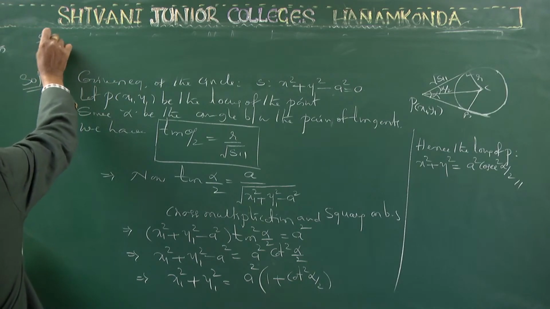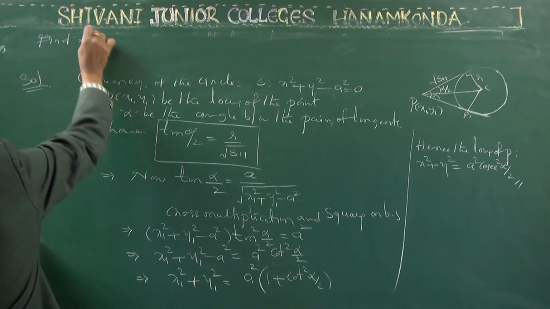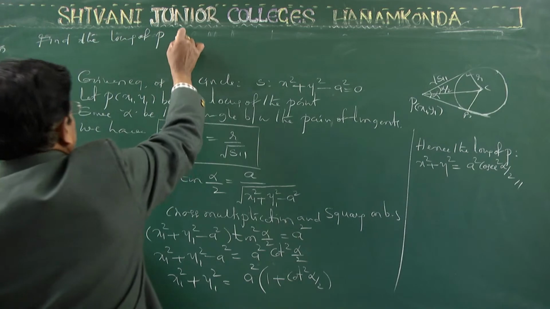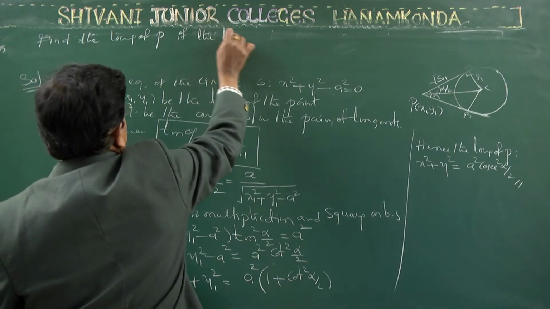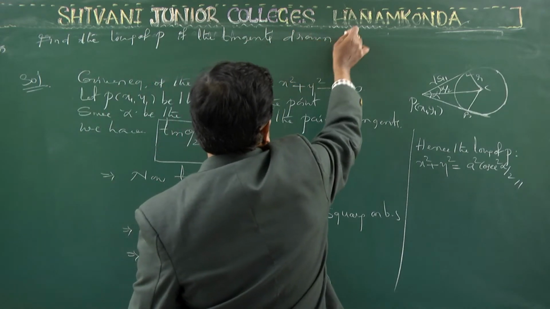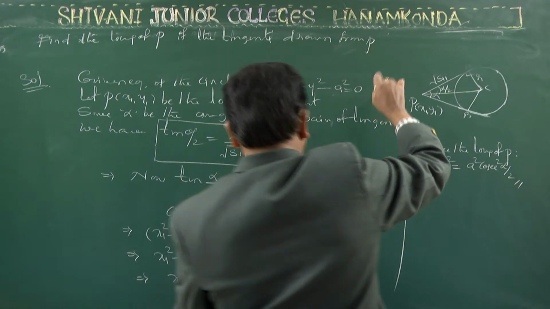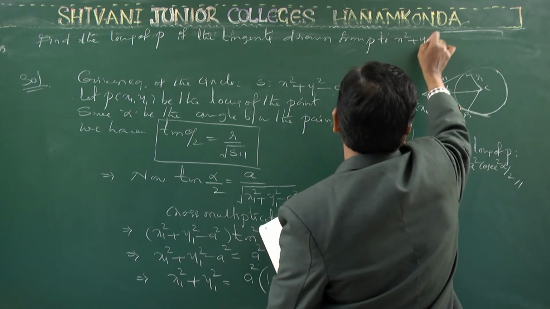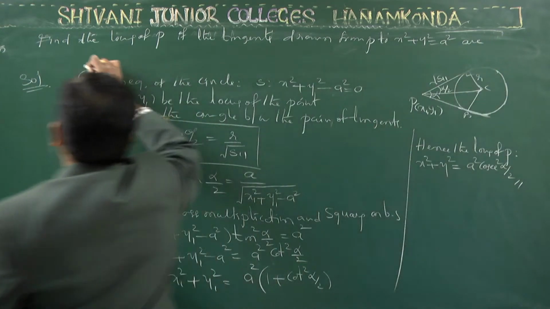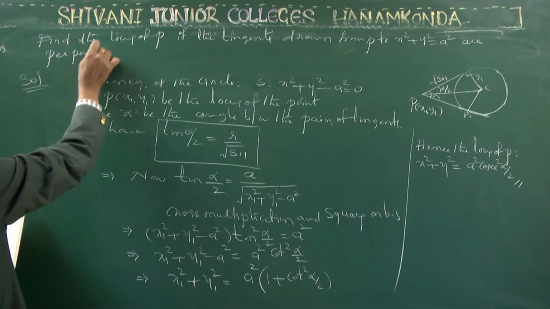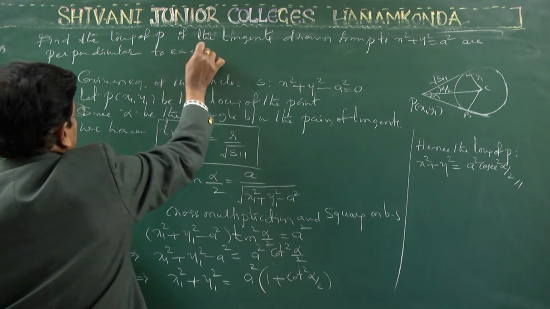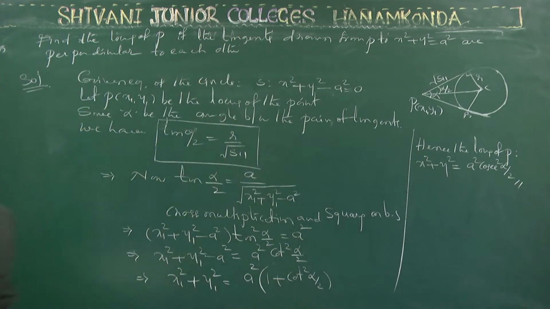Find the locus of P, if the tangents drawn from P to x square plus y square is equal to a square are perpendicular to each other. Okay. But you have the process.